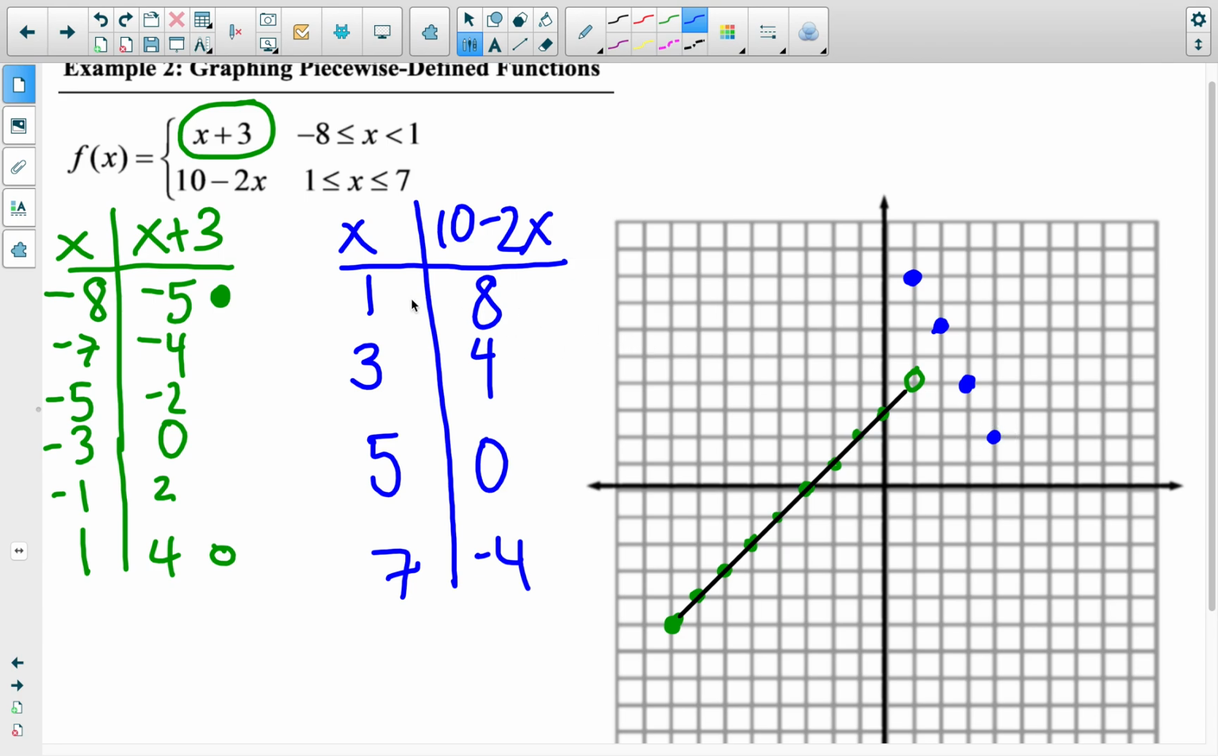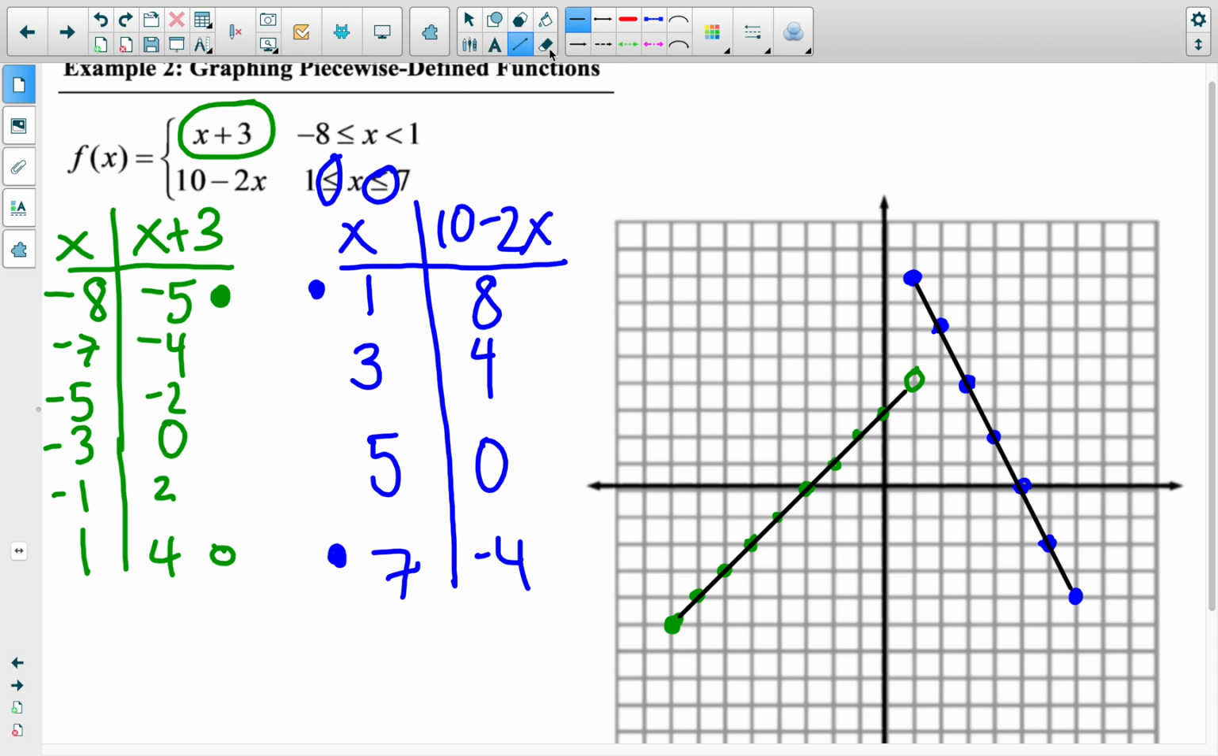Keep in mind, do we have closed or open circles? Because these are both less than or equal to symbols, we're going to have 2 closed circles. Let's see where we are ending up. At x equals 7, that's going to be where we stop our segment. So this is our piecewise function.